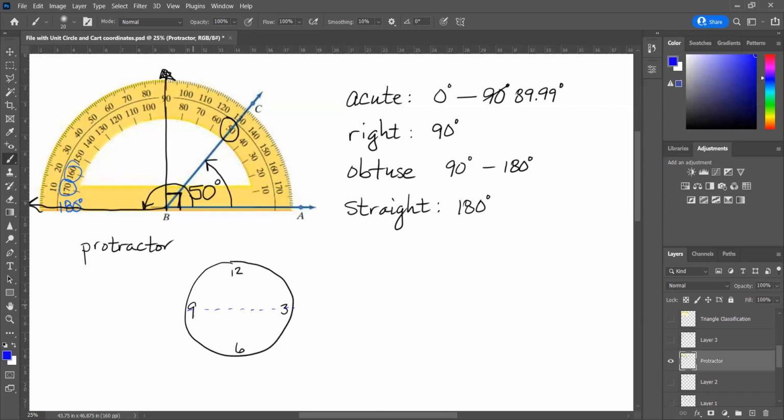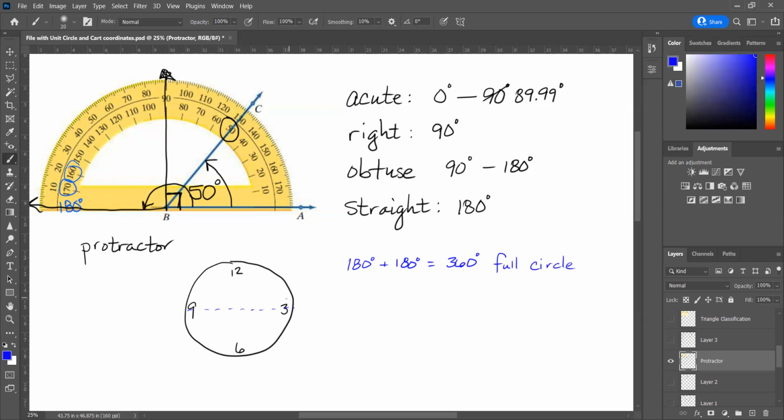And so if the top one is 180 degrees and the bottom one is 180 degrees, and I add those two together, then I get a total of 360 degrees. That's how many degrees are in a full circle. It's those two half circles. And so that's important to note.